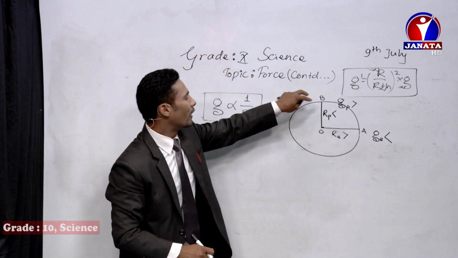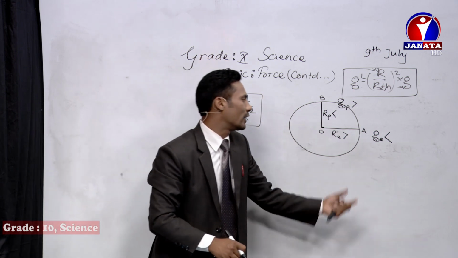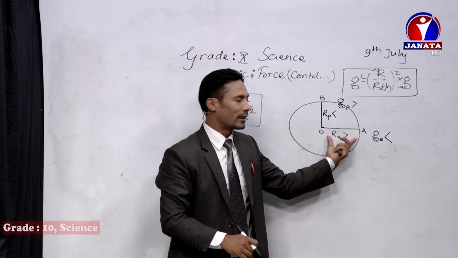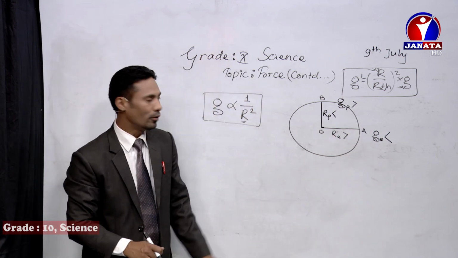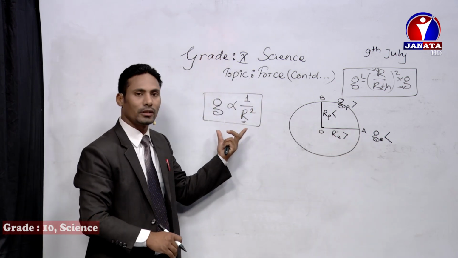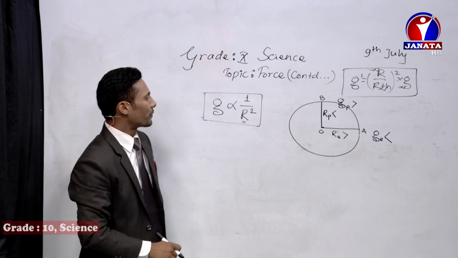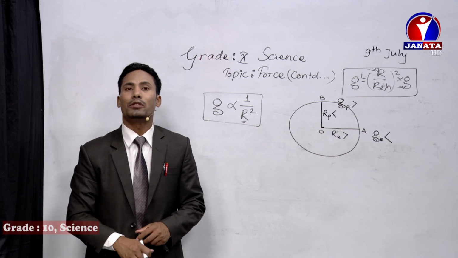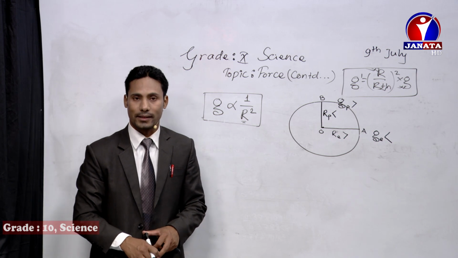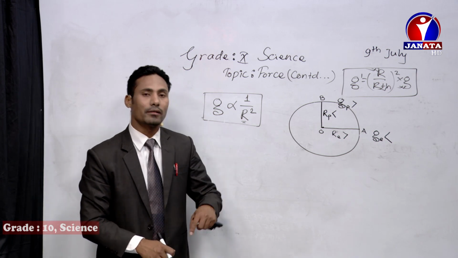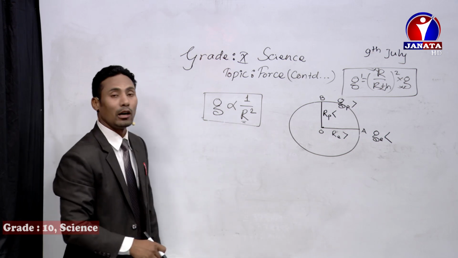Why? Because the radius of the polar region is less, so the value of g is more, and similarly the radius of the equatorial region is more, that's why the value of g is less. So with the help of this relation, we can explain this. Similarly, in the case of the Terai region and the mountainous region, the acceleration due to gravity is more in the Terai region than in the mountainous region. That also can be explained with the help of this relation.